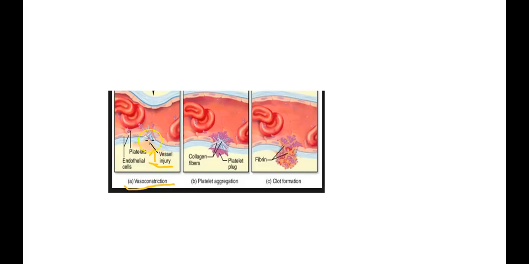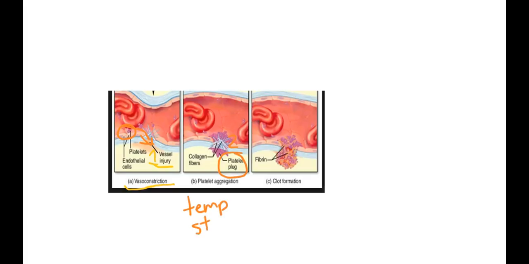And so when there's injury to the blood vessel, it's going to basically call out to the platelets that are already floating in the blood. So these little things here. And the platelets are going to come to the injury site. And so when the platelets come to this injury site, it's going to cause them to start getting stuck together. And so that's the second thing, is that this plug is going to be formed.